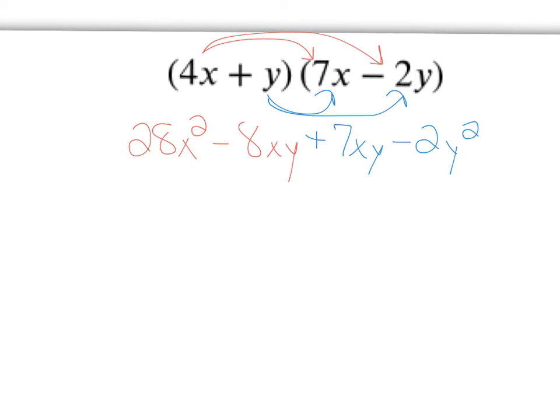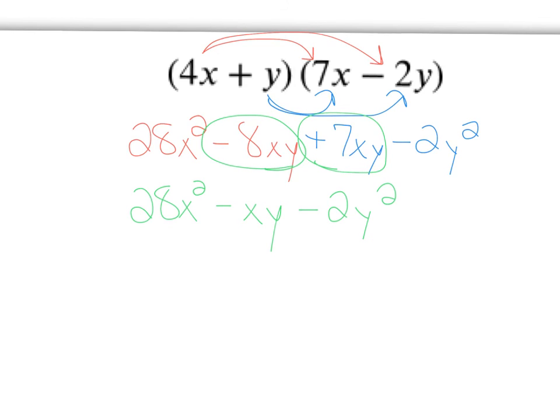Now, our like terms look a little different this time, but it's the same idea. I have 28x squared, and then I have a negative 8xy and a positive 7xy. That would be negative 1xy, but I'm not going to write the 1. If you do, it's not wrong. You just don't have to. And then the negative 2y squared. So notice on this one, I have x squared, x, no x, and then no y, y, and y squared. So the two variables are sort of going in the opposite direction as far as their exponents go.